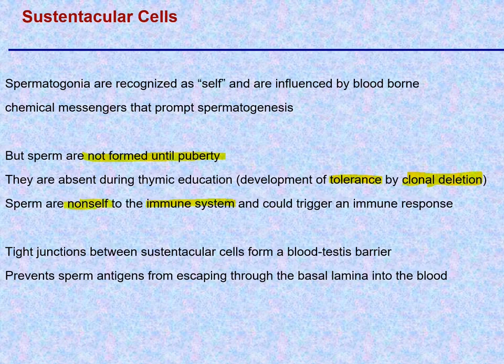And so these cells that have undergone meiosis have to be isolated away from the immune system of the adult male individual who's producing those cells. So there are tight junctions that form a blockade or a barrier, called the blood-testis barrier, preventing any sperm antigens from getting into the bloodstream of the person who's producing them.